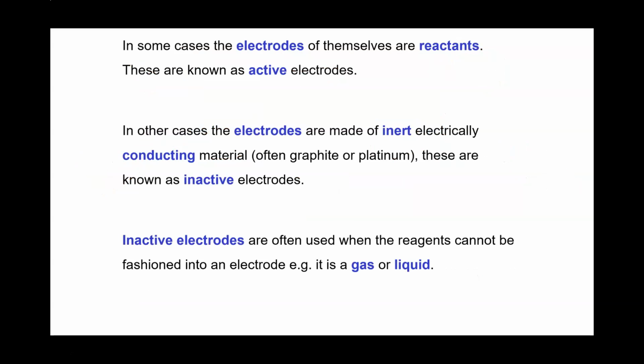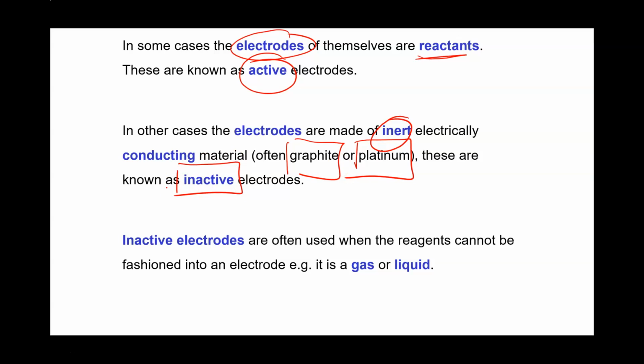Okay. In some cases, the electrodes themselves are reactants. These kinds of electrodes are referred to as active electrodes. In other cases, the electrodes are made of things that conduct, but they're not chemically reactive. They're not part of the reaction. These are referred to as inert electrodes, and classic examples would be graphite or platinum. So inert electrodes is one name. They're also referred to sometimes as inactive electrodes.